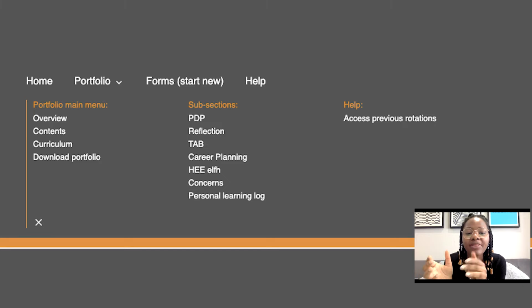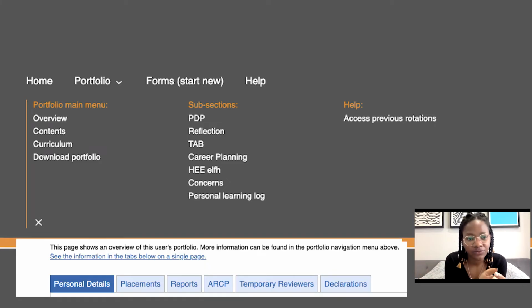Now, I think I've already also made a screenshot of the overview. Again, I'm not sharing it because I have my personal details here, but I've attached a small screenshot. When you click on your overview, you have a summary of your relevant details, your portfolio, your placements, reports that you've put together and mapped, your ARCP, temporary reviewers if you have those, and the declarations that you're meant to sign for the GMC.